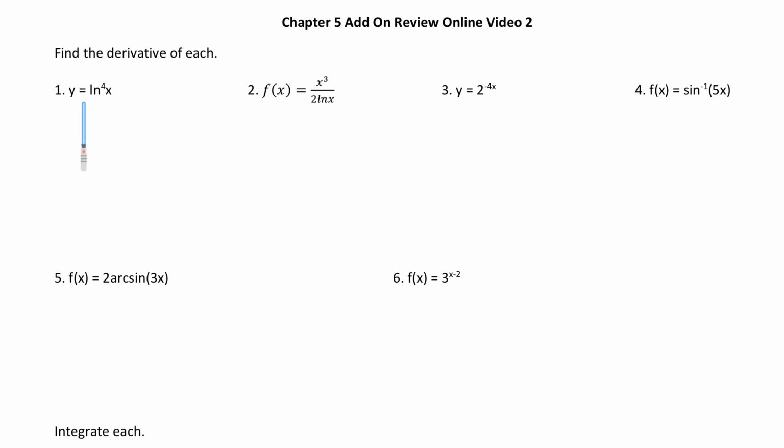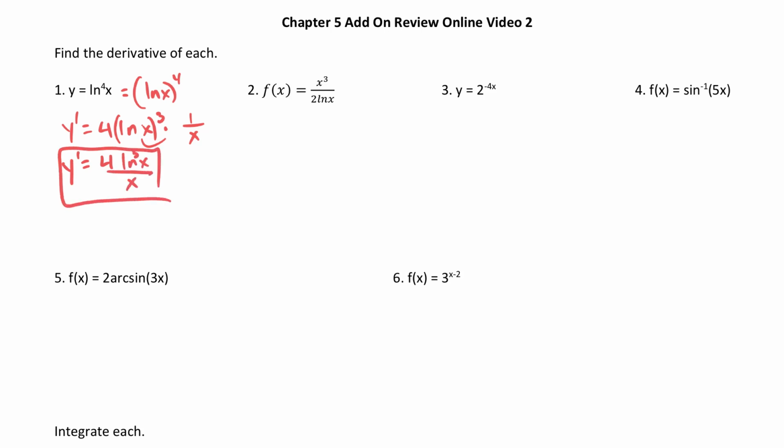On this first one, it says y equals natural log to the fourth power of x, and we are to take the derivative of this. So this can be thought of as the natural log x to the fourth power. So y prime would end up being 4 ln x to the third power times, now I chain rule this part, and the derivative of natural log of x is 1 over x. Simply cleaning this up, I get 4 ln x cubed over x. Or you could just leave the ln x to the third power in parentheses like this, which is just fine.